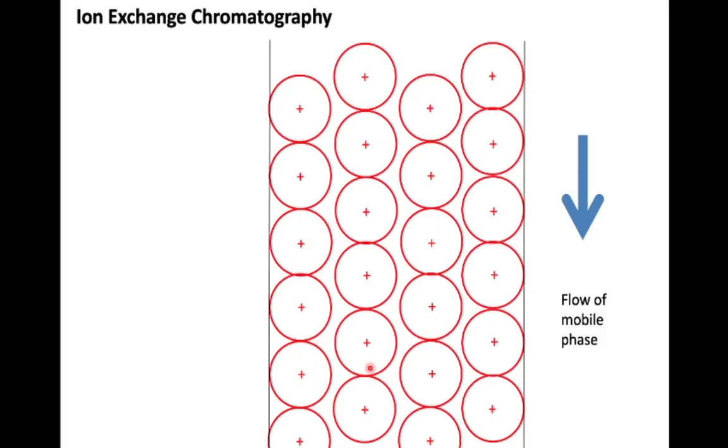So if we look at how the protein moves through this column, here we've got our non-charged particles. Our positively charged particles will move through the column, whilst our negatively charged proteins will actually be retained on the column.